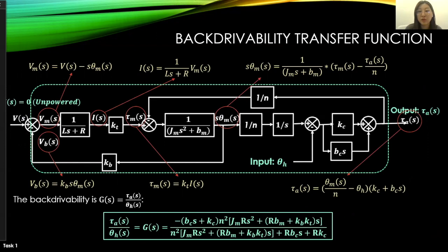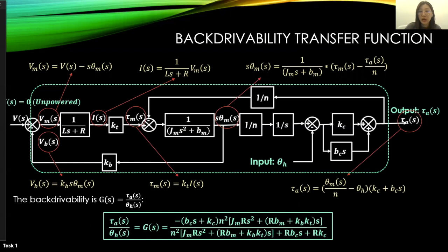And there is an output torque as well as an input angular position as our hip rotates. If we want to get the backdrivability transfer function, we will need to get G(s) as the output torque divided by the angular position of the structure. And this is the equation we got for the backdrivability.